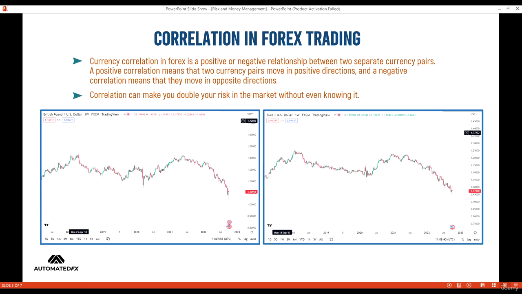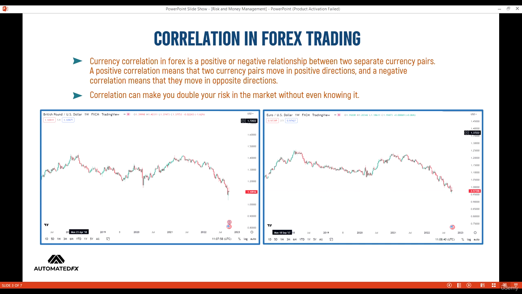In this lecture, we're going to be learning about correlation in Forex trading. Correlation is a very important concept in Forex trading that unfortunately many do not know about. And this affects our risk exposure in the market if not done properly. If not taken into consideration, it can affect our risk exposure. It can relate to how fast we lose or how magnified our losses are.